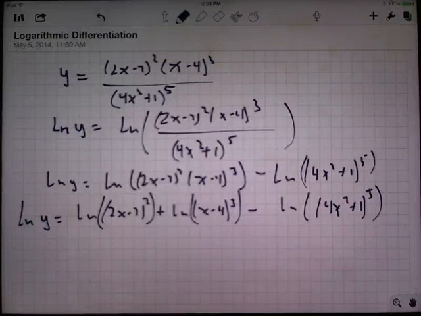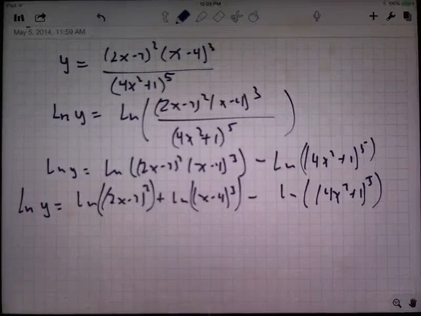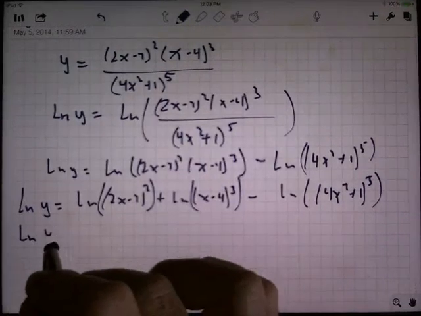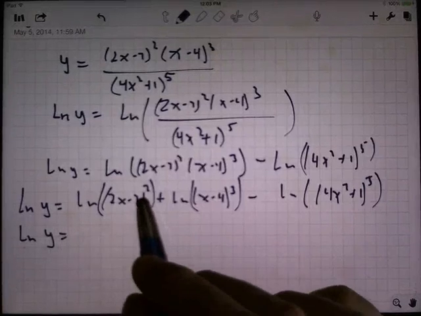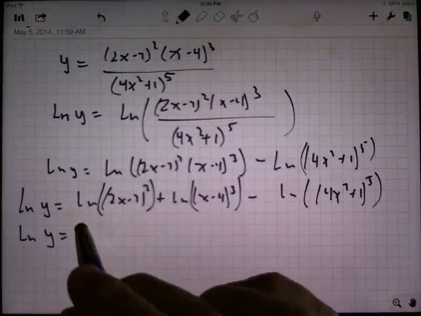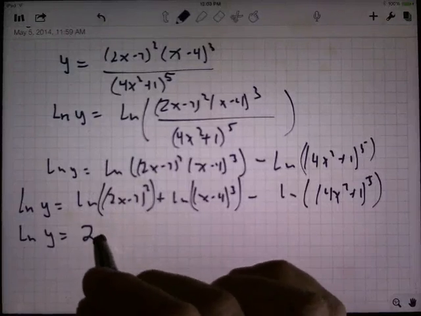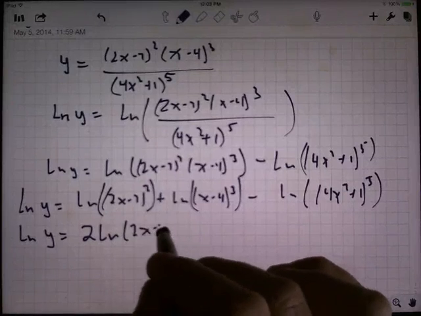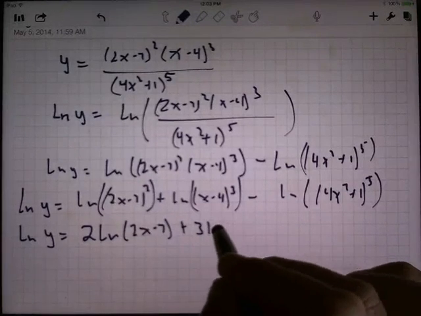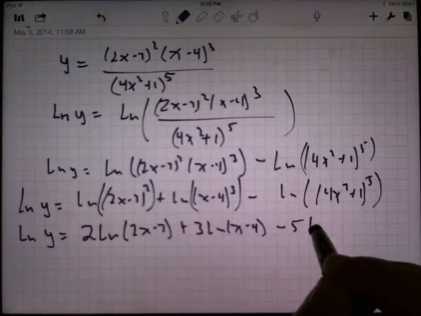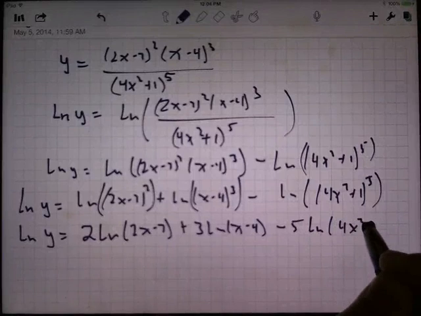Now I'm going to use one more property of the logs to break this up even further. And this may seem like a lot of work, but actually I'm doing far more steps than I really need to write down, and I'll show you how I would normally do it in a moment. But the log of something to a power, the power can be out in front as a multiplier. So natural log of y equals 2 times the natural log of 2x minus 7 plus 3 times the natural log of x minus 4 minus 5 times the natural log of 4x squared plus 1.